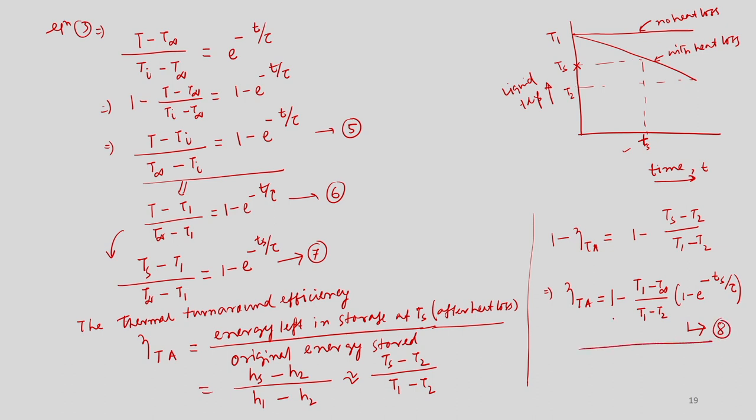From this mathematical expression, it is seen that this thermal turnaround efficiency strongly depends on the ratio of Ts by tau. And this Ts is something like several hours in a day in a storage system. It may be 10 hours, 12 hours, maybe 13 hours. And the only variable that remains is tau. In that tau, again the variable is only U, which is nothing but the heat transfer coefficient.